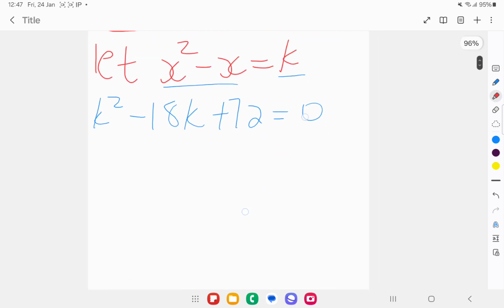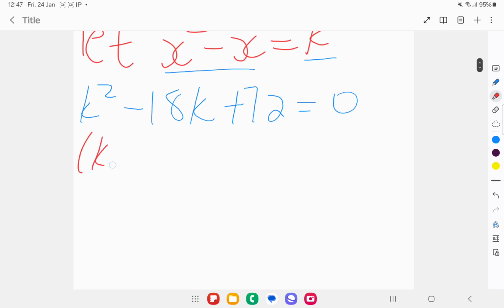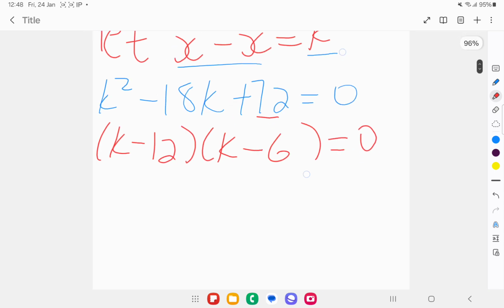Now, factorizing. What are the factors of 72 that will give us negative 18 when you add them together? So in my list I've got negative 12 and also negative 6. So when I add negative 12 and negative 6, they give me minus 18. So I equate all of this to 0.